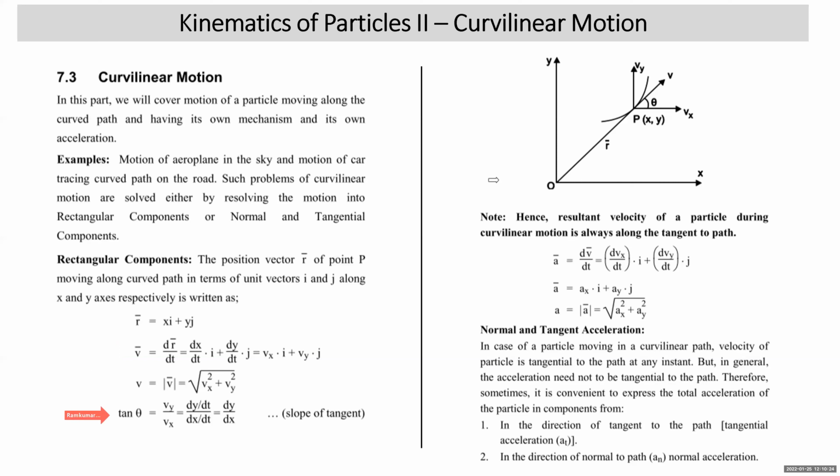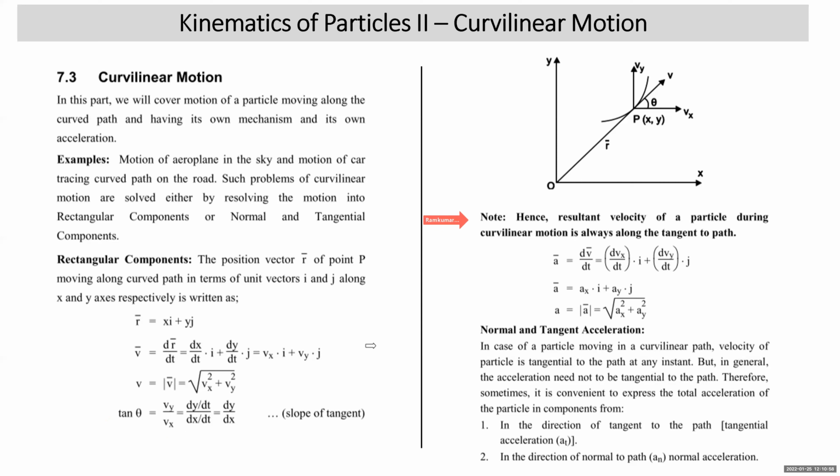Now here we have shown at point B, this is the x component velocity, this is the y component velocity, and this is the resultant velocity. So resultant velocity is square root of vx square plus vy square, and tan theta, where theta is the inclination of the resultant velocity with the x direction. So tan theta is vy upon vx. Vy is dy by dt, vx is dx by dt, dt gets cancelled, you get dy by dx. Now, what is dy by dx? It is the slope of the tangent.